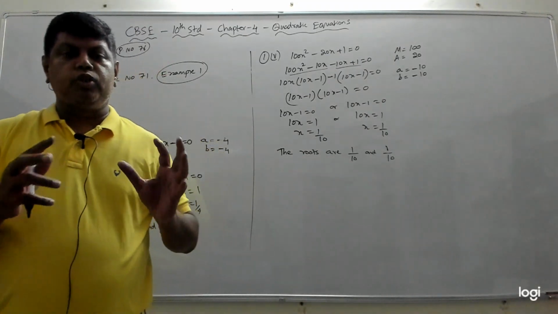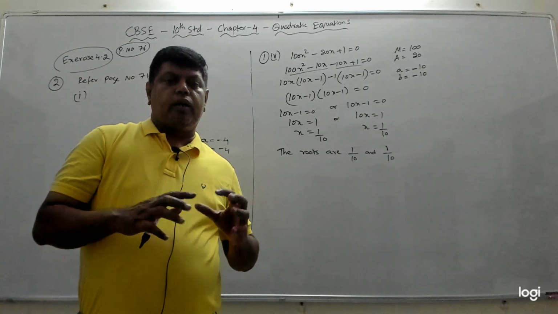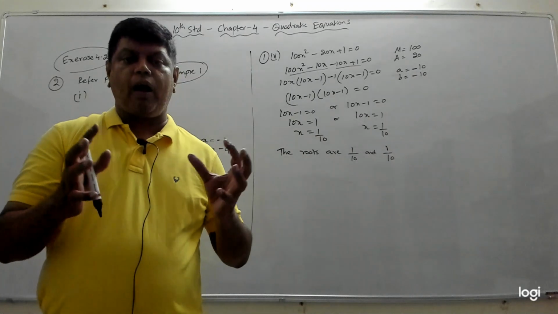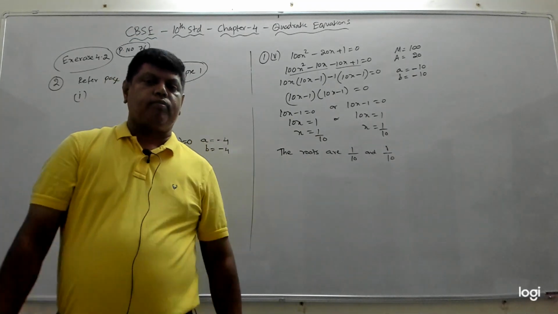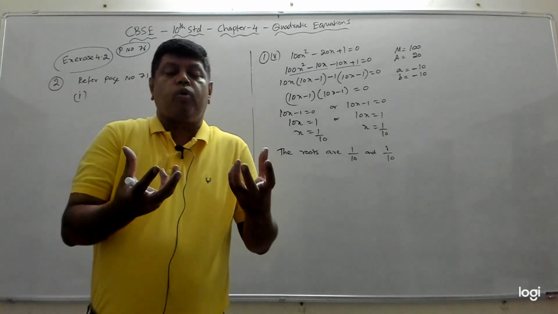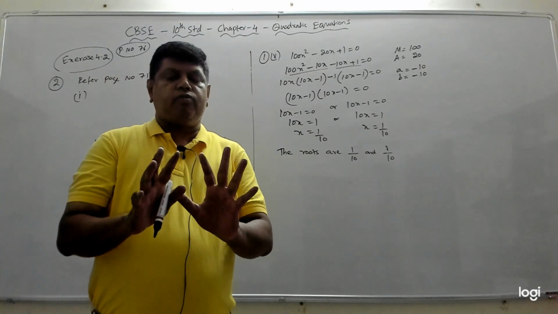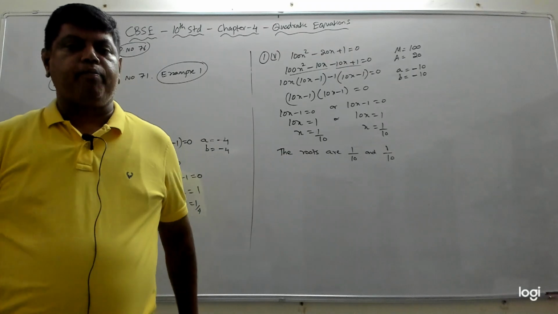So which means the two friends, John and Jivanti, have together 45 marbles. We don't know how many marbles each one of them has. That we don't know. But together the total is 45 marbles.